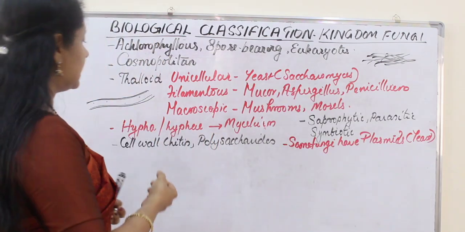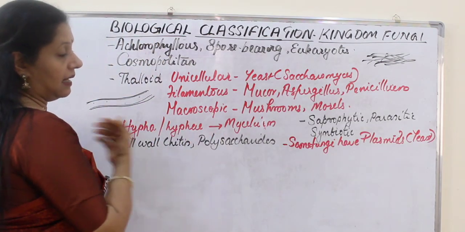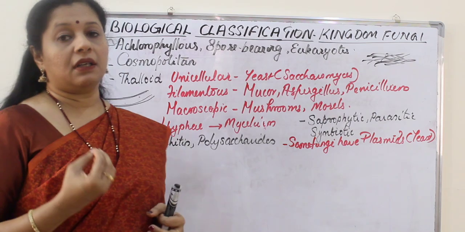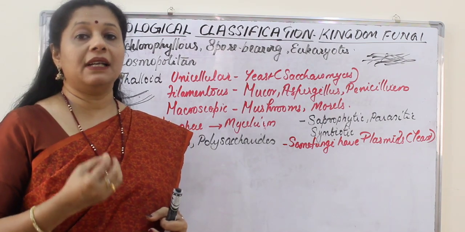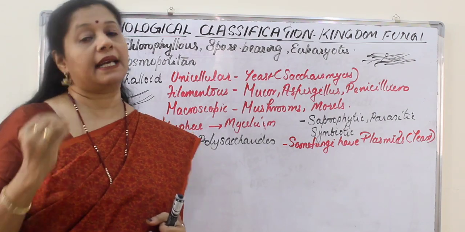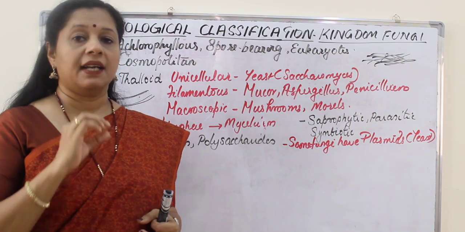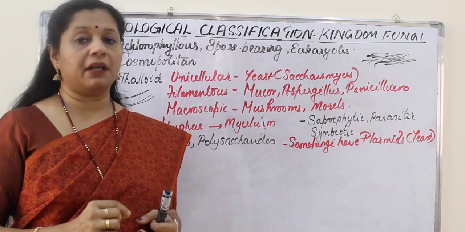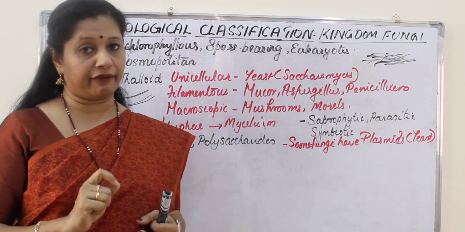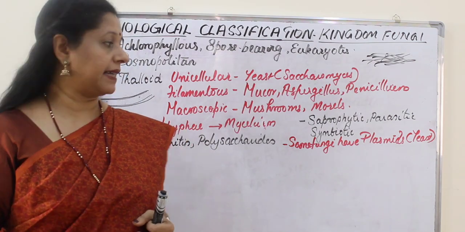Then the next is about the cell wall. The cell wall is present, but it is not made of cellulose like in plants. Here it is made up of chitin and polysaccharides. This is a very important point to remember. What is the cell wall of fungus made of? It is made up of chitin and polysaccharides.